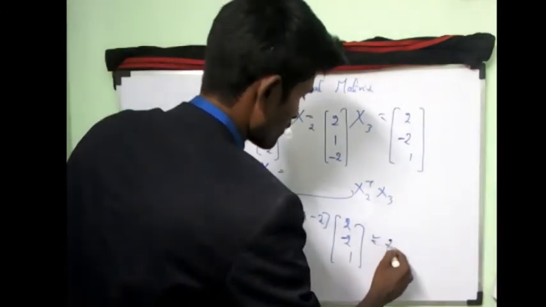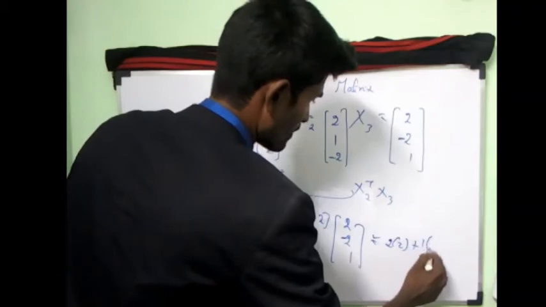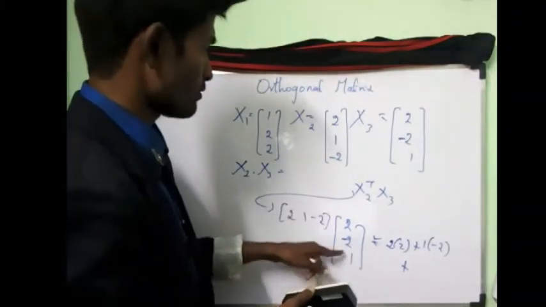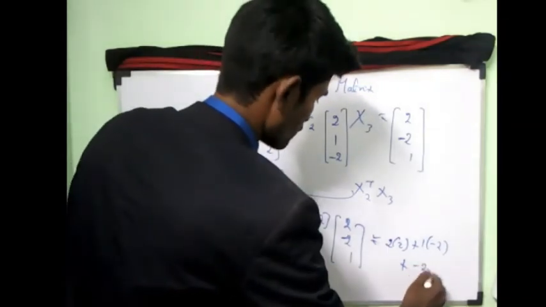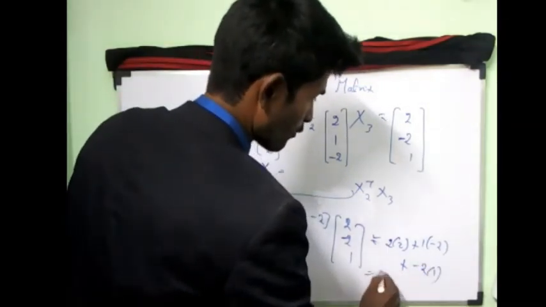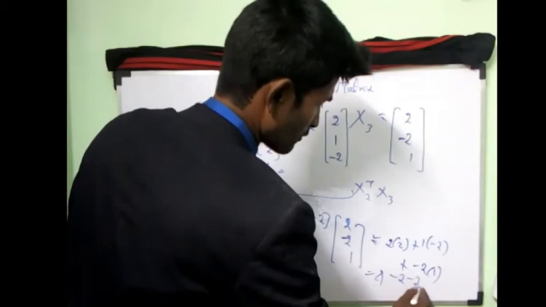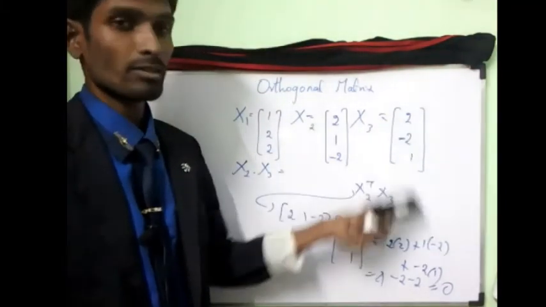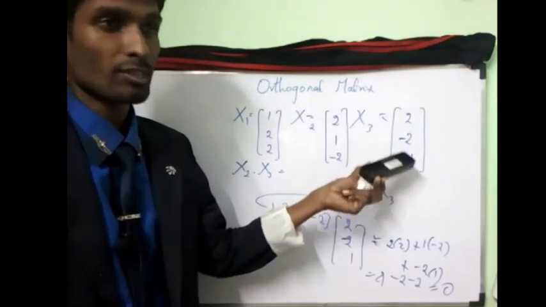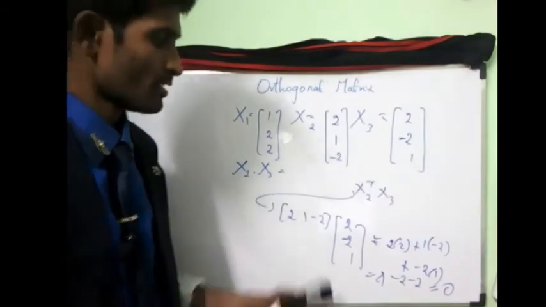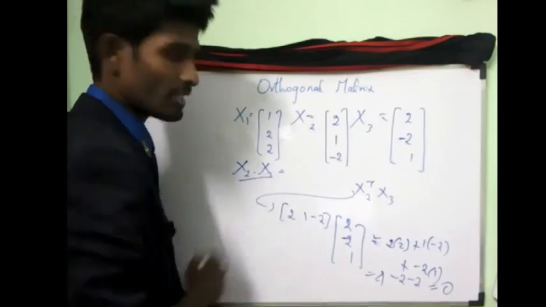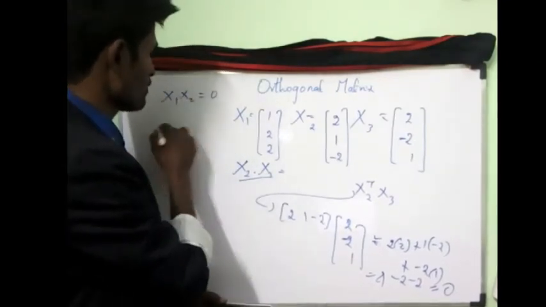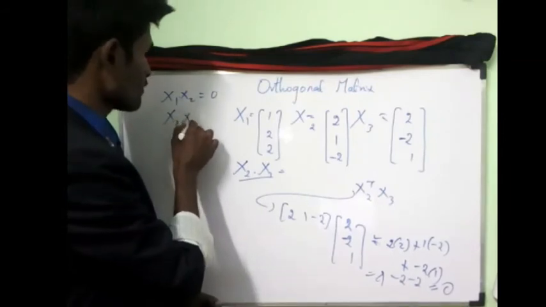So here, 2 into 2 plus 1 into minus 2 plus minus 2 into 1, okay, this one. So it will be 4 minus 2 minus 2. Automatically 0. Let me apologize for one small thing, because the first time I didn't mention this one. Anyway, no problem, we got it reset. So automatically x2 dot x3 is 0. So first we got x1 dot x2 is equal to 0, and second, x2 dot x3 is equal to 0.